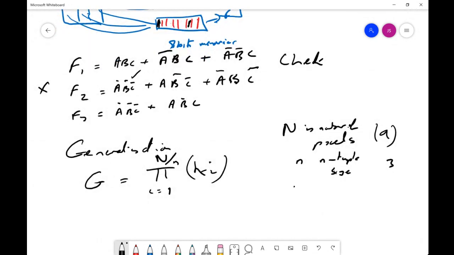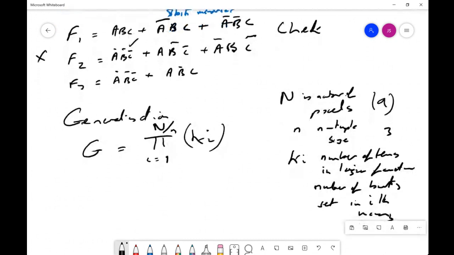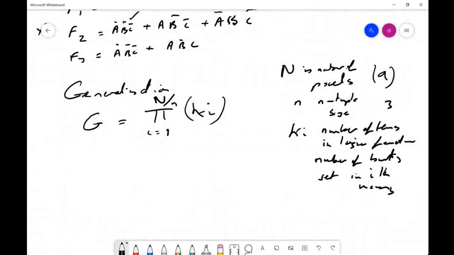And ki can be described as one of 3 things. It's the number of terms in the logic function, unminimized, or exactly the same, the number of bits set in the memory, or finally, it can be the number of different n-tuples.